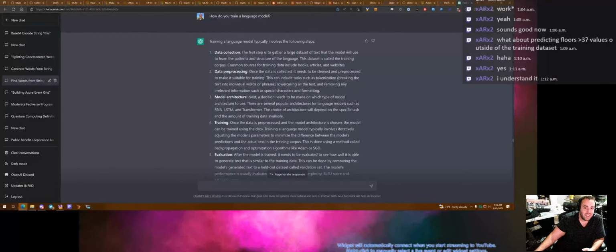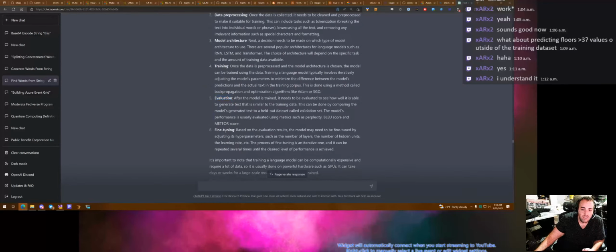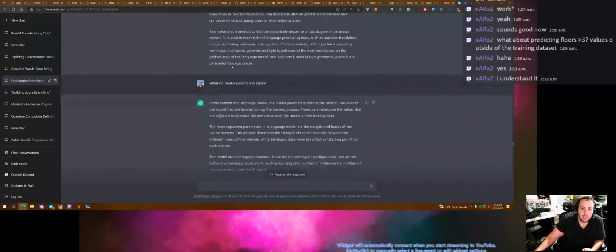So it's the same thing. Data collection, that graphic we went through with the purple, right? Data pre-processing, so tokenization, et cetera. Model architecture, different types of models: recurrent neural network and LSTM, or transformer. My understanding is ChatGPT-3 is a transformer, right? Then you train, then you evaluate, and then you fine tune.